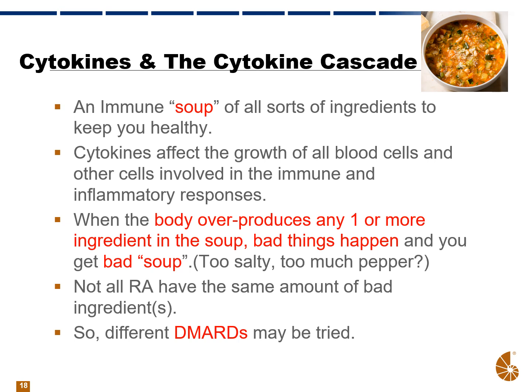So I have a picture of minestrone up at the top right. This immune soup of all sorts of ingredients we have to keep us healthy and respond to injuries or things of that sort. But when it's overproduced, that's when the problem arises. So when the body overproduces any one or more of the ingredients in the soup, bad things happen and you get bad soup, just like if it was too salty or had too much pepper. So there's a problem in the body with increased inflammation that you really don't want.